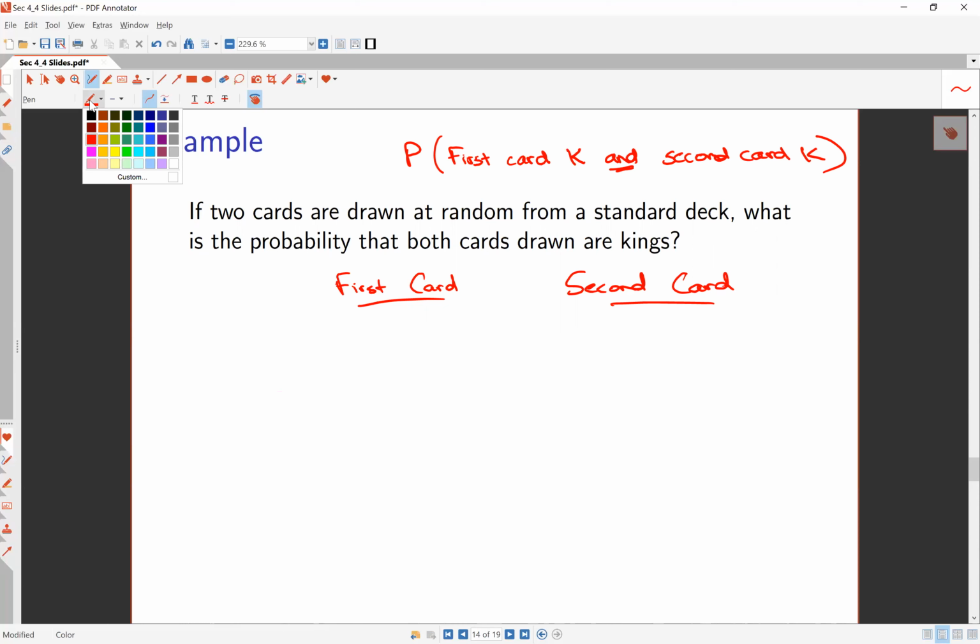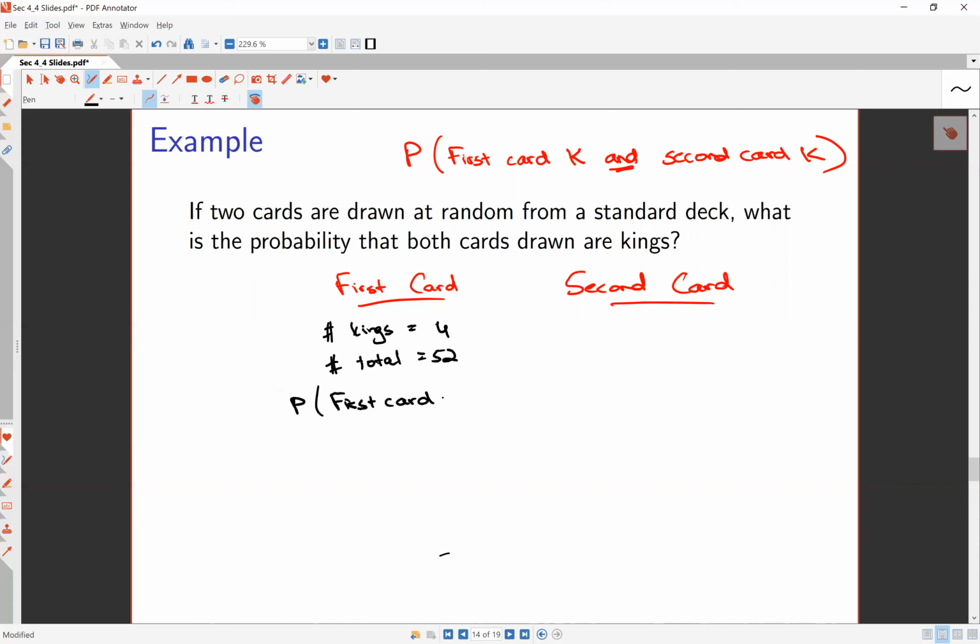Now I can look at just the first card. If I have a standard deck of cards, what is the probability that a randomly selected card is a king? Well, how many kings are there in the deck? 4. And how many cards total are there? 52. So the probability that the first card is a king is equal to 4 over 52. Let's just leave it like that for now.